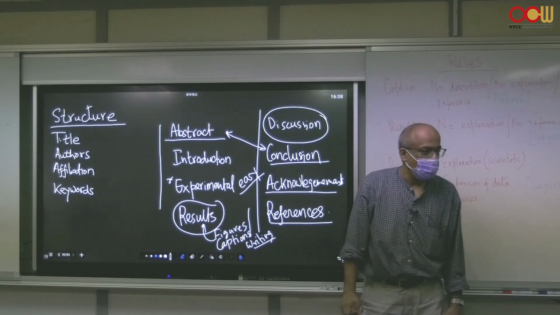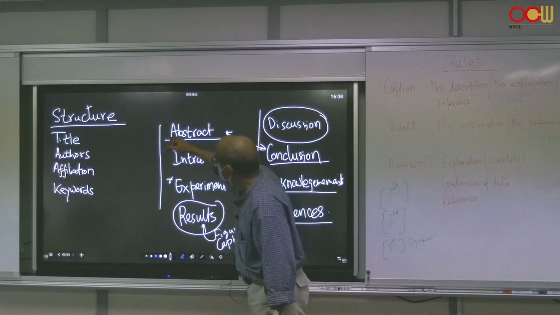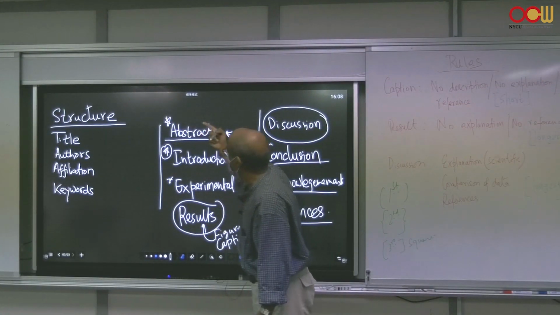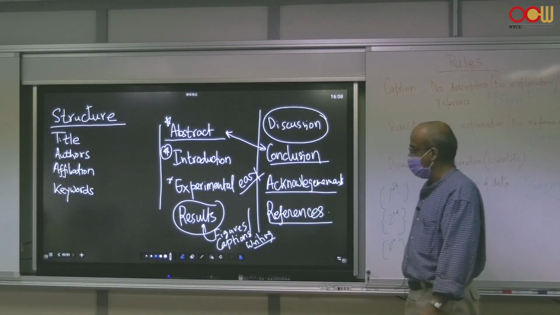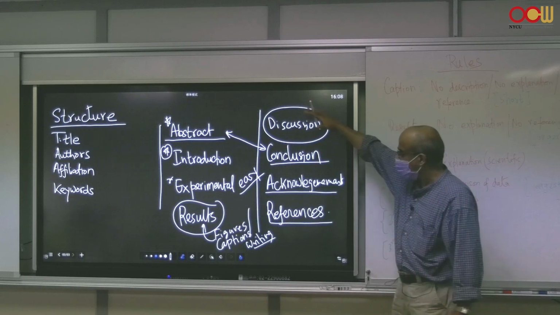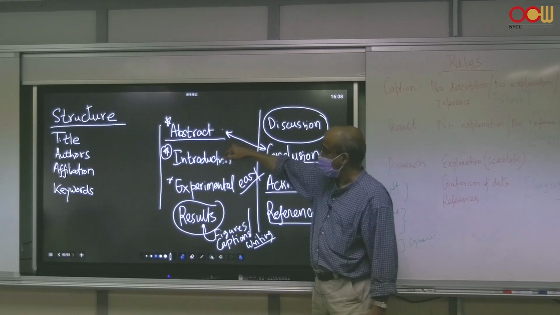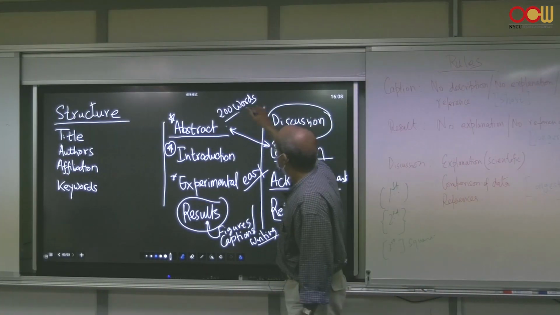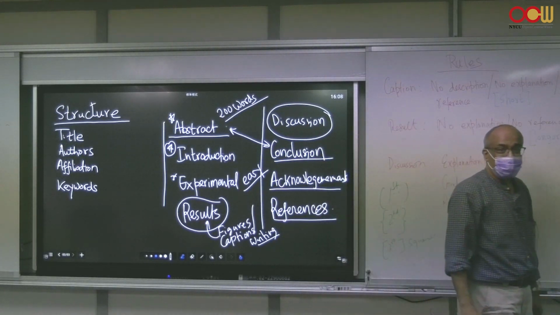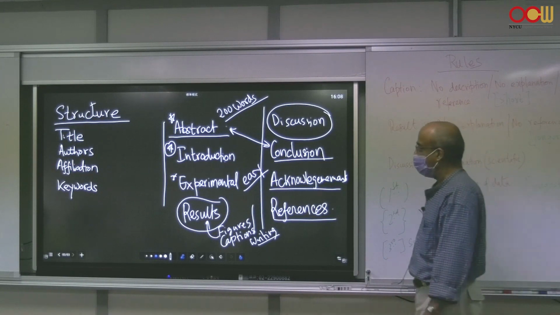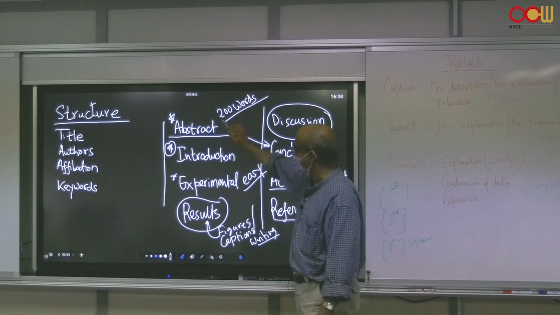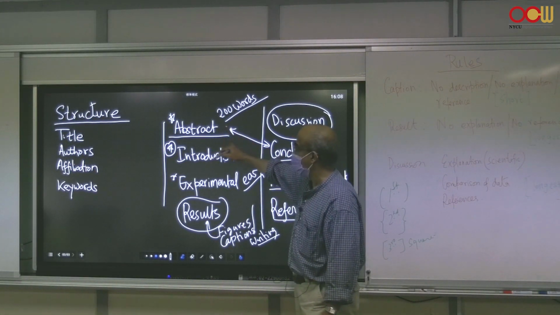Which one is the most difficult? These 2. These 2 are most difficult. We do that at the end, once we are confident about writing. All these are easy. These 2 are very difficult to write. Because remember, abstract is a 200 word of your whole work, which is so difficult to do. Not easy. So we will do this at the end. And these 2 are the most difficult.